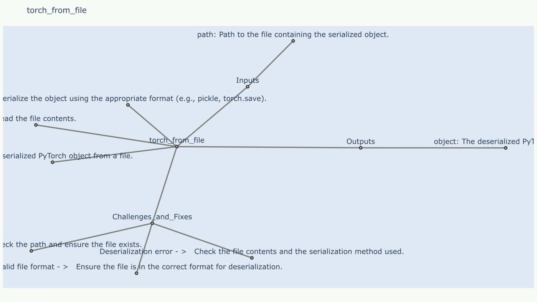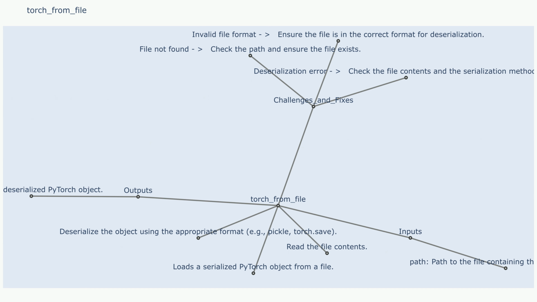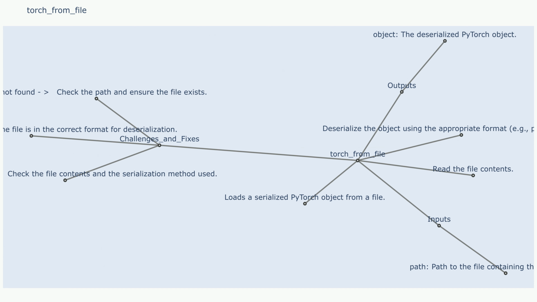Challenges and fixes. Challenge 1. Incorrect file path or file not found. Sample use case that resulted in challenge 1: providing an invalid file path or attempting to access a non-existent file. Fixes to challenge 1: double-check the file path for typos and ensure the file exists in the specified location.